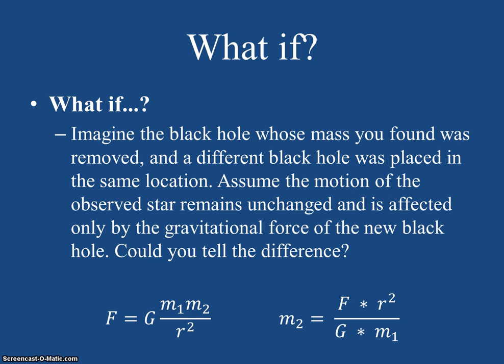If the black hole in this lab was removed and replaced by a different black hole in the same location, and the star's motion and mass remained the same, there would be no difference in the new black hole's mass and the old black hole's mass. If all the original positions, velocities, momentums, and net force stayed the same, the same values would be used in the equation, giving the same mass.